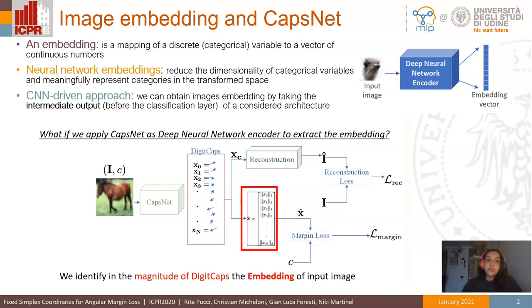This can be approached with the CNN-driven approach. We can obtain embedding by taking the intermediate output of a considered architecture, so the output of an intermediate level of CNN. Among the CNN approach models, we identify CapsNet. What if we apply CapsNet as deep neural network encoder to extract the embedding? CapsNet produces an output that is a matrix, digit caps, that we use to compute the embedding of the image.